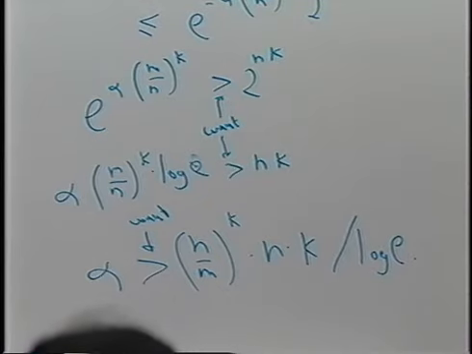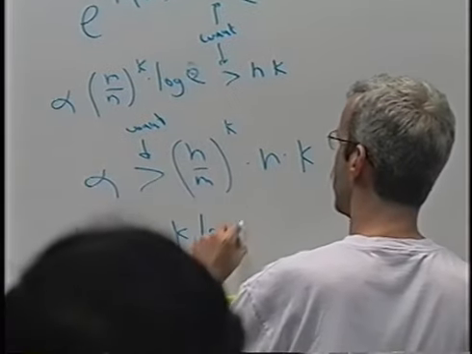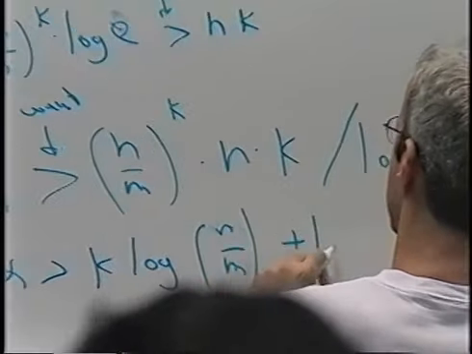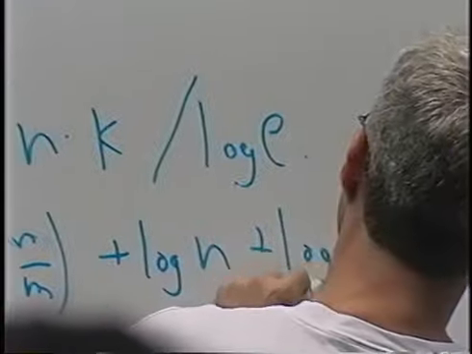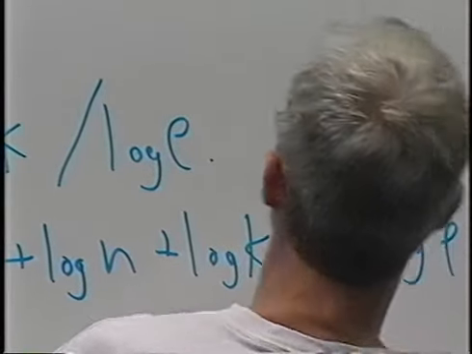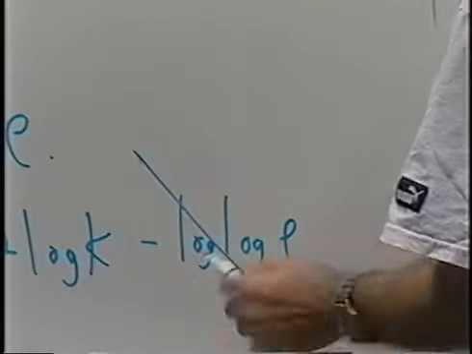Now, alpha, remember, is the number of points that we have. So this is the number of packages that they've prepared. Now, the customer needs to specify one of them, so the customer needs log of alpha. So log of alpha must be bigger than k log (n over m) plus log n plus log k minus log e.